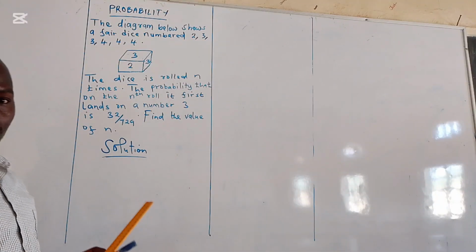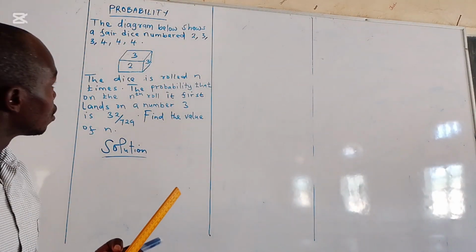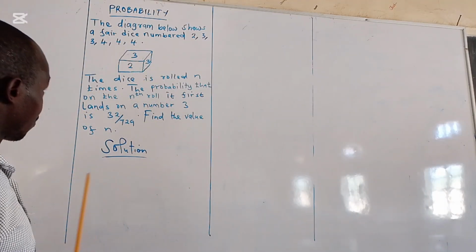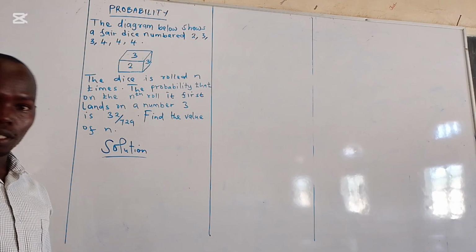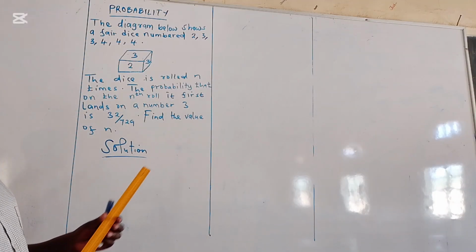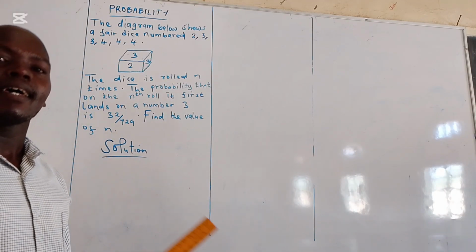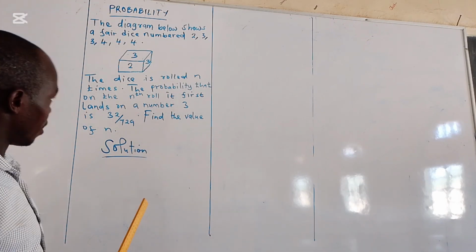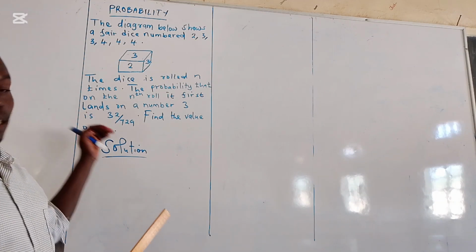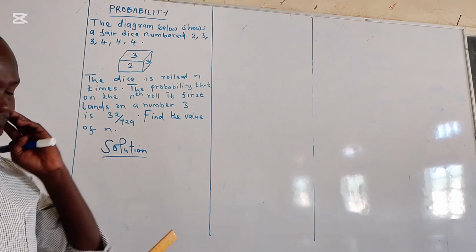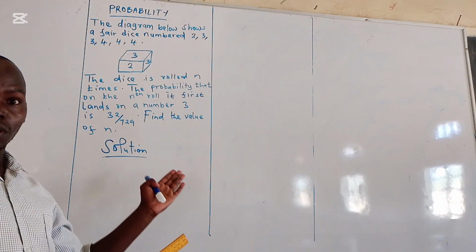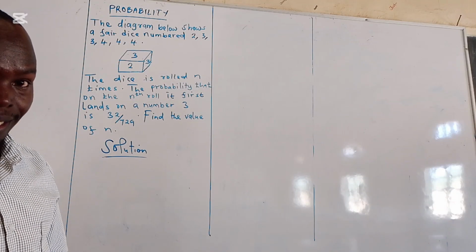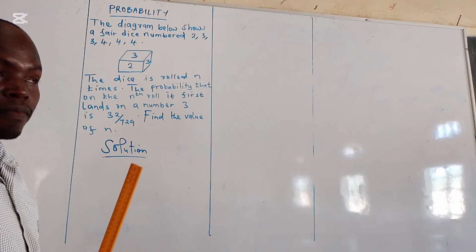That we have a dice here with faces marked 2, 3, 3, then 4, 4, 4. It has 6 faces. The dice is rolled n times, and the probability that on the nth roll it first lands on number 3 is equated to 32/729. So the question asks us to find n, which is the number of times the dice is rolled.